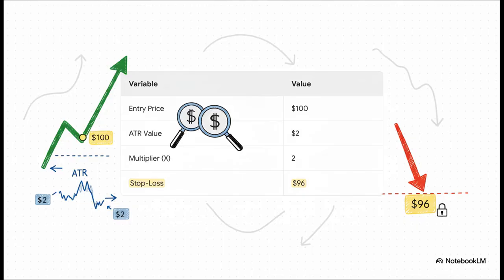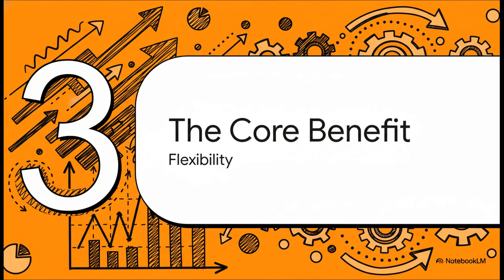Let's just walk through a super quick example so this all clicks. Let's say you buy a stock at exactly $100. You look down at your ATR indicator and it reads $2. And you decide, okay, I'm going to use a multiplier of 2. So you just do the math. 2 times the ATR of $2, that gives you $4. And since you're in a long position, you subtract that from your entry. $100 minus $4, your stop loss is $96. See? Simple as that.